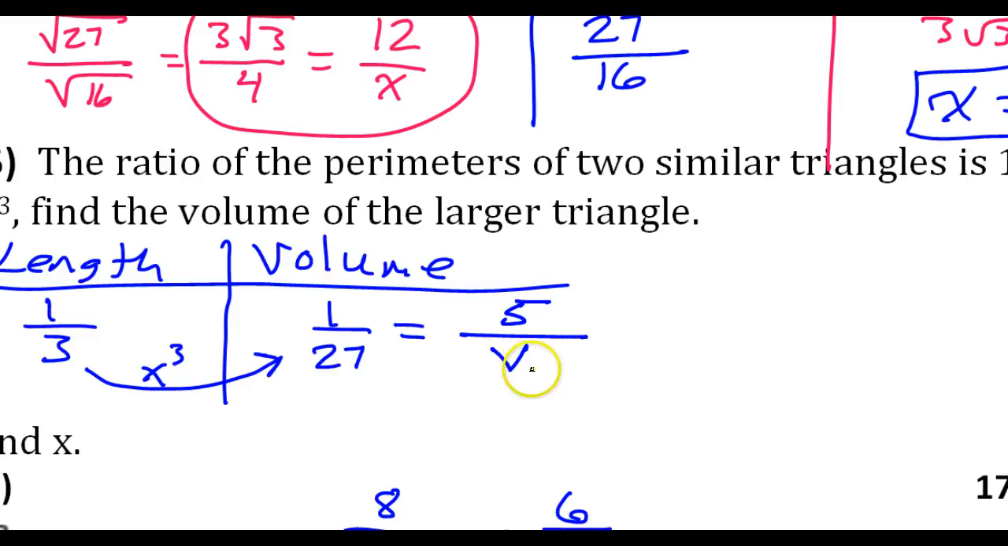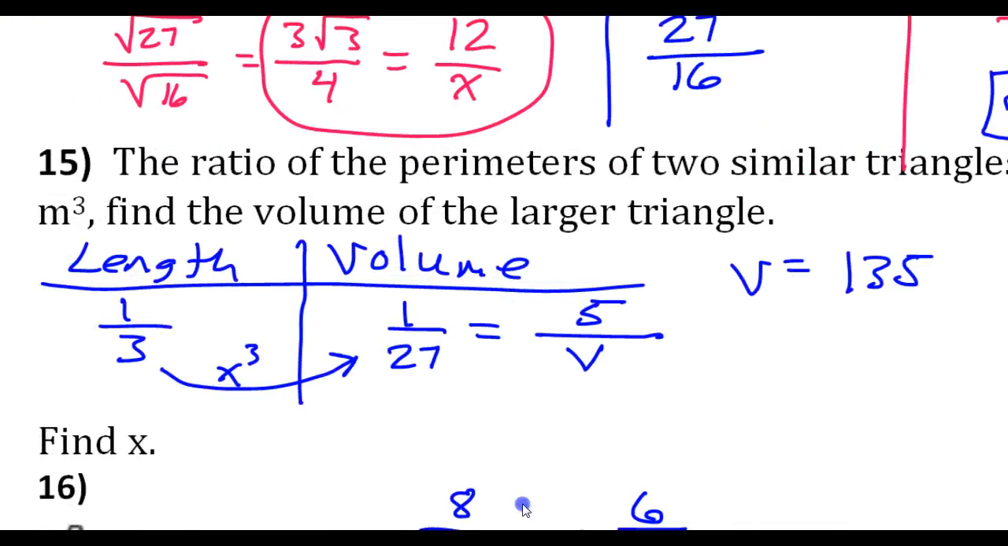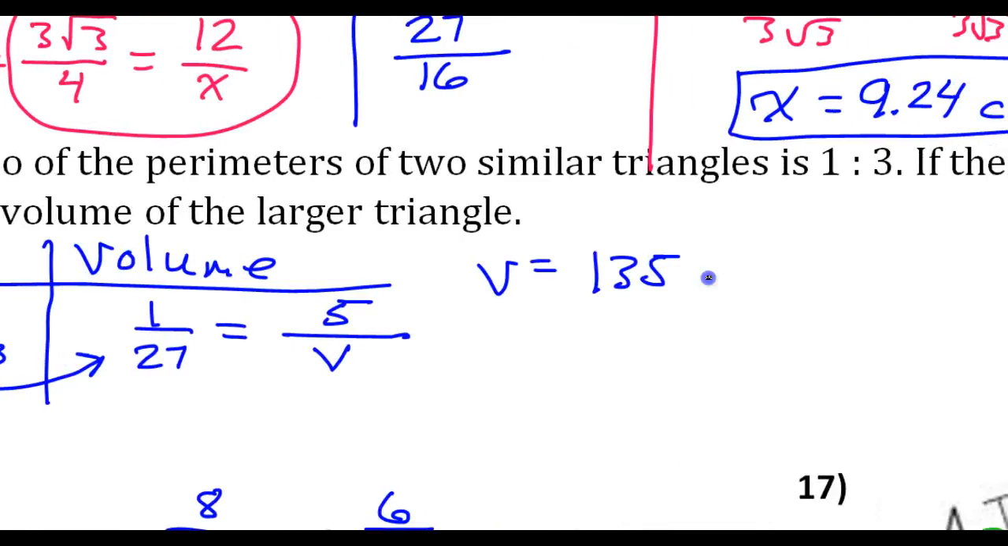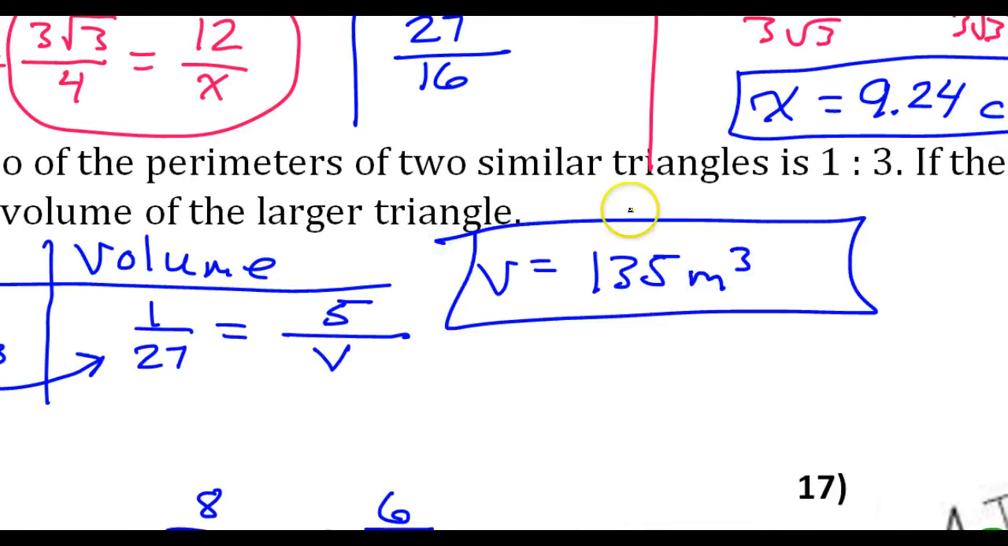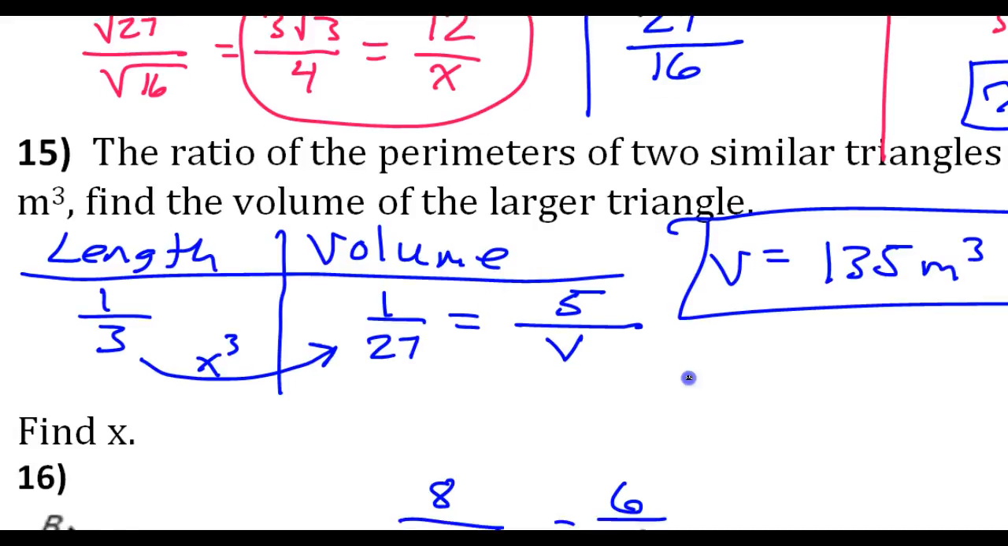Okay, and then you just cross multiply. 1 times v is just v. So then whatever 5 times 27 is. 135. 135. And the units will be meters cubed. Okay? And instead of triangle, it should have said, well, but then a pyramid wouldn't really just have a perimeter. I don't know. This was a badly worded question.